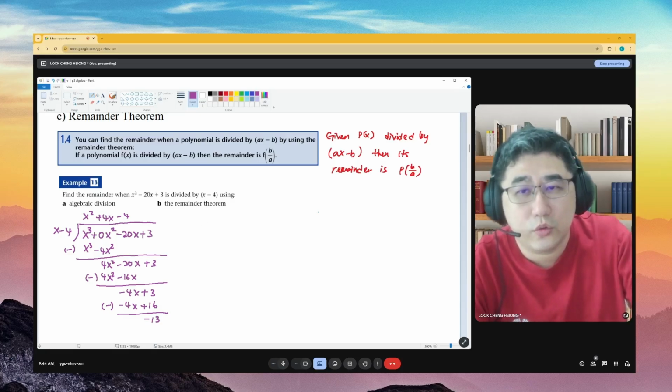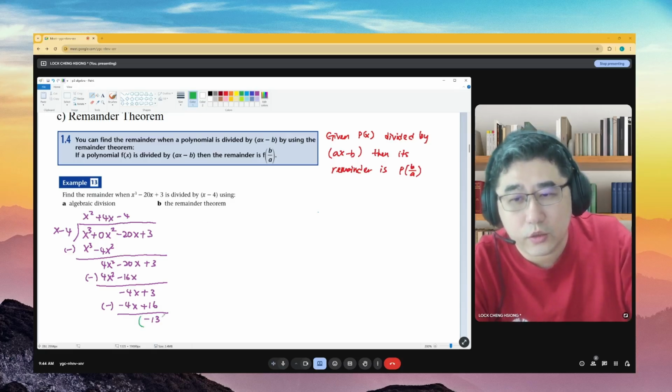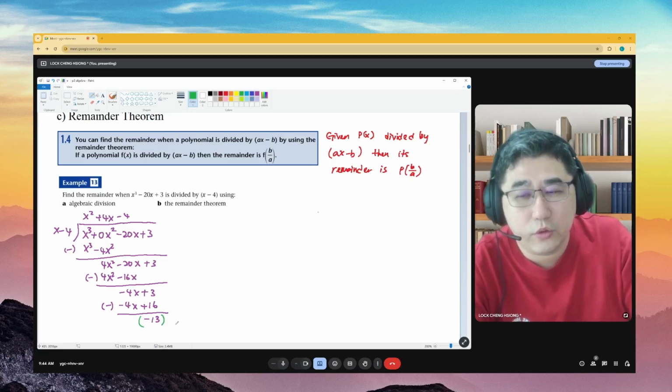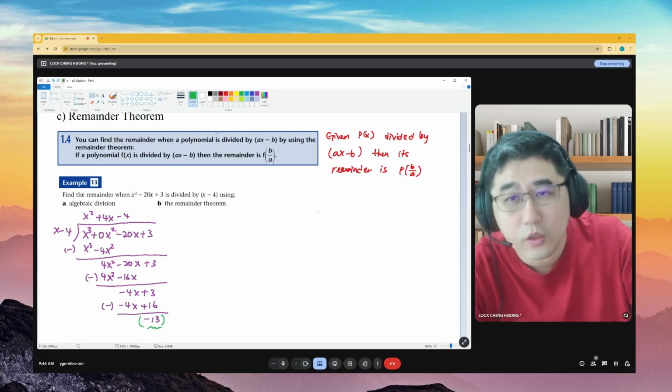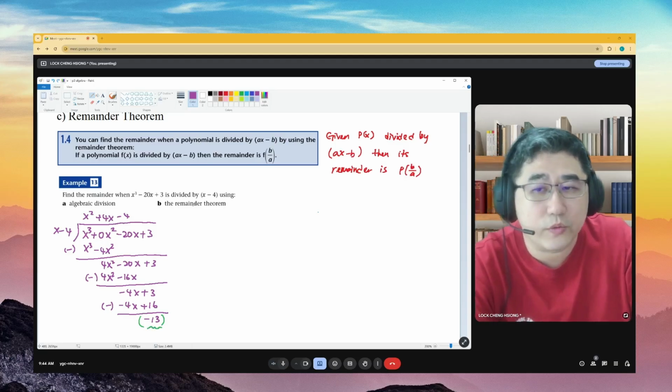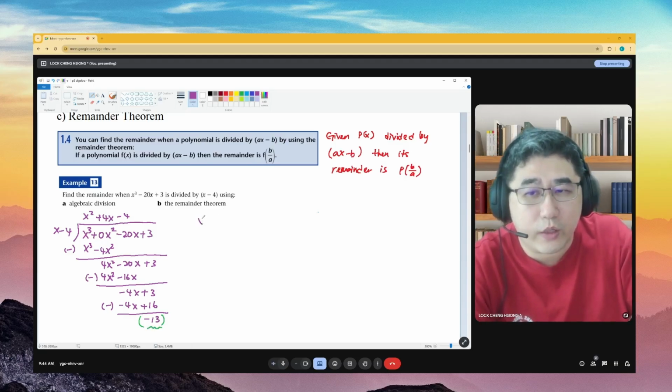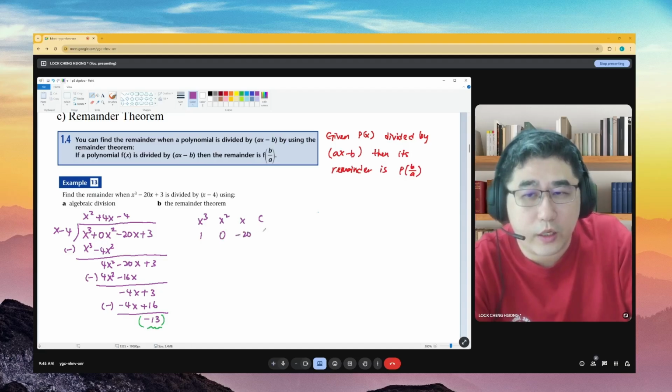So the remainder from doing long division, this working tells us that the remainder is negative 13. Let's try to see it by using synthetic division. So I have x cubed, x squared, x and the constant, with 1, 0, negative 20, and 3.